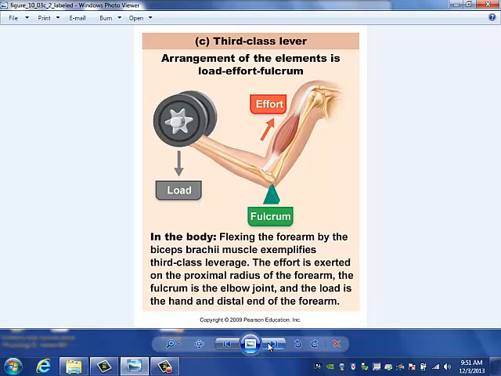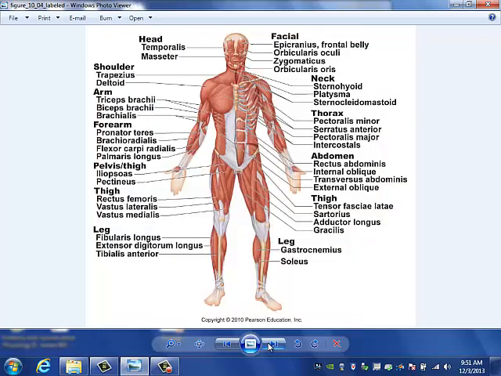And the effort comes from who? The biceps muscle. We also have work being done by who? Triceps muscle. Because remember, muscles have to work synergistically together to create a movement. One may shorten, the other may lengthen in order for movement to take place. So, that's the end of chapter 10.